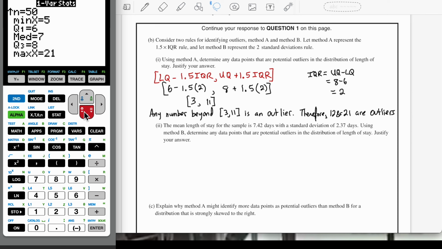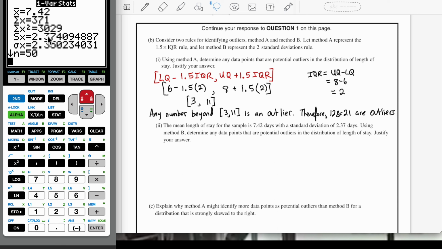By this particular method. All right. You tell us the mean length of stay is 7.42 days, which is what we would have computed anyway, with a standard deviation of 2.37. So they rounded, which means that we have license to use their rounded values. Using method B, which is x bar plus or minus 2s, which really amounts to x bar minus 2s, comma, x bar plus 2s.